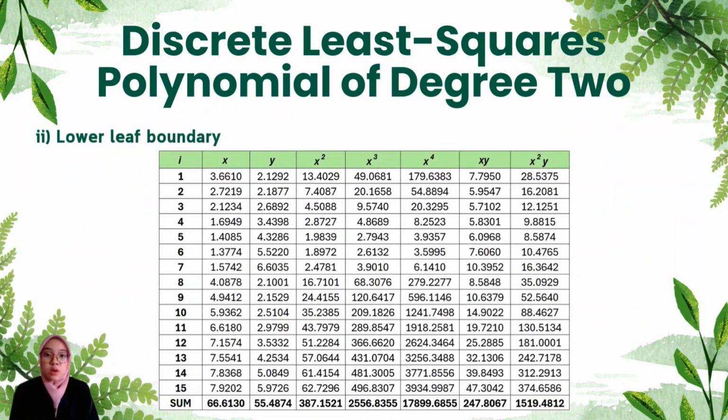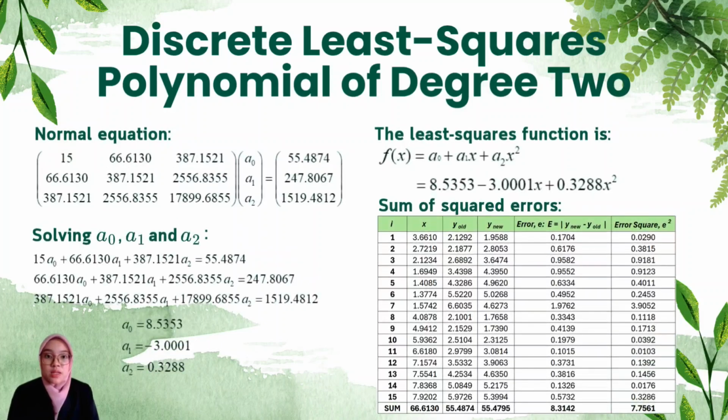10.7223. So for the lower leaf boundary, same as in the upper leaf boundary, we need to find the summation values of x, y, until x squared y, to use to find the coefficients. After that, we substitute the data summations from the previous table into the matrix form and solve it using simultaneous equations. We will get a0, a1 and a2, and we substitute into the least squares function.